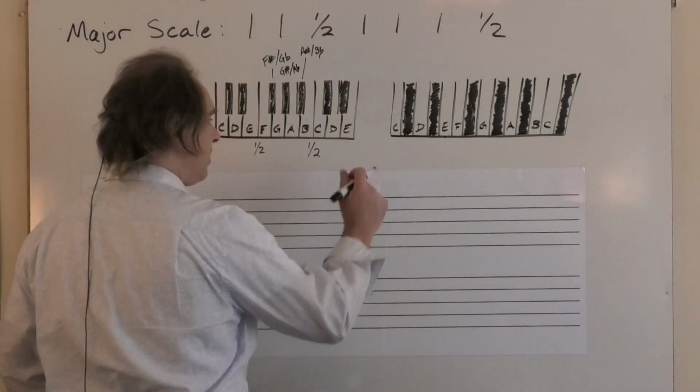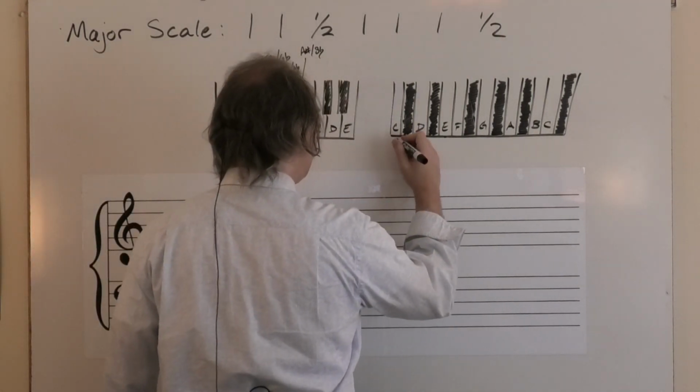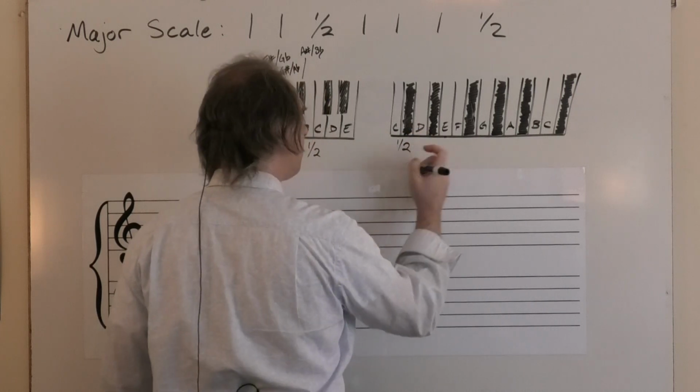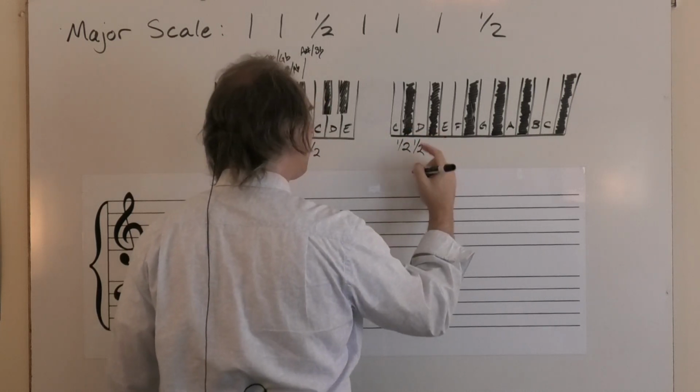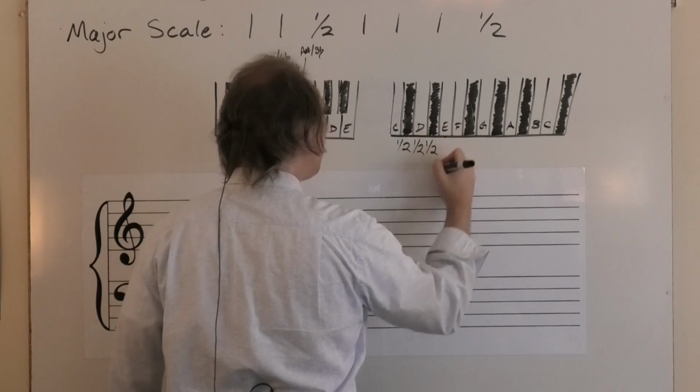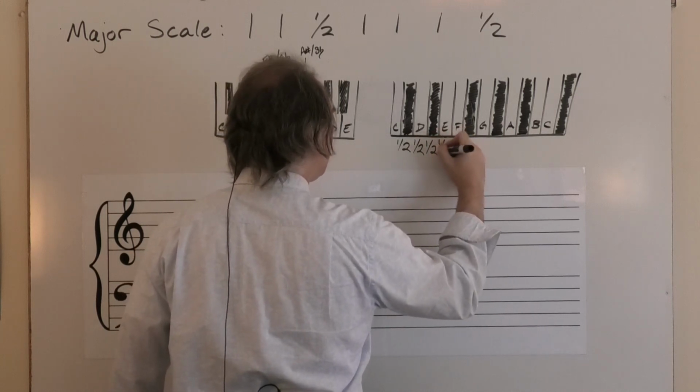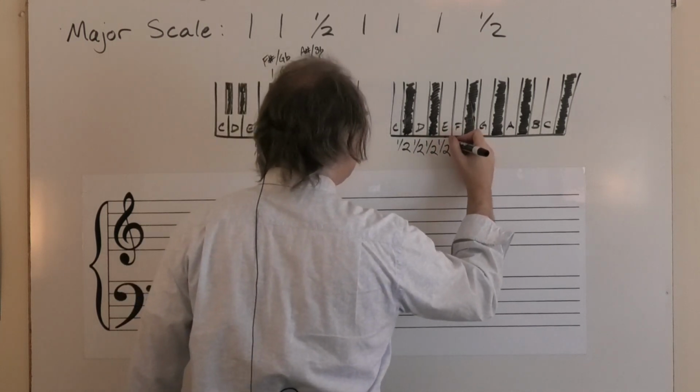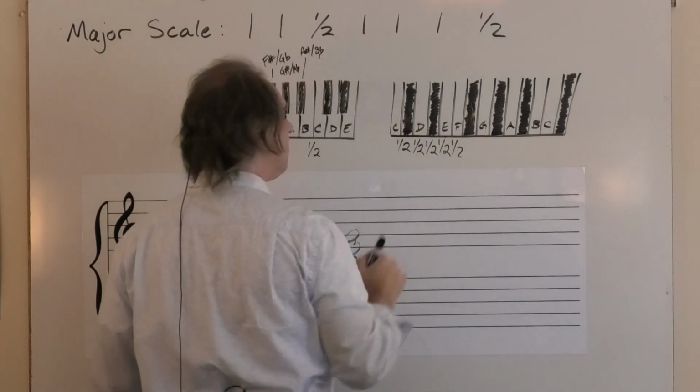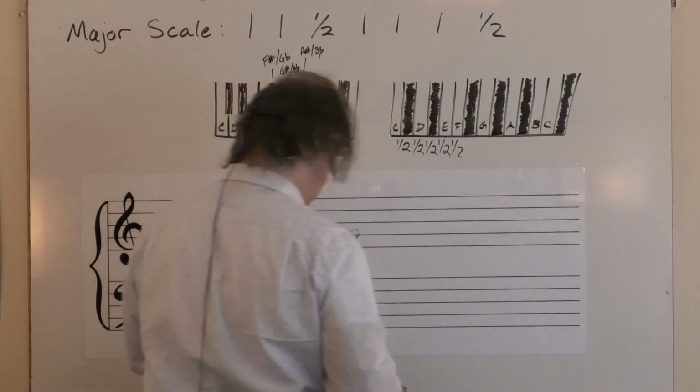So you'll see here, these are all half steps. Between C and C sharp is a half step. Between C sharp and D is a half step. Between D and E flat is a half step. Between E flat and E is a half step. Between E and F is a half step. But there's no black key on the piano.